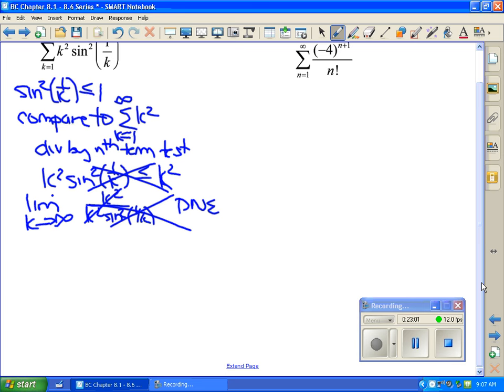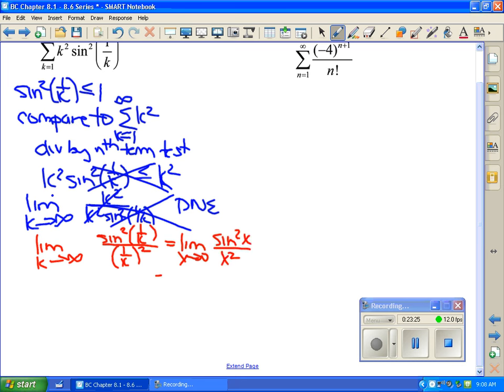What this actually is is an nth term test. So we're going to take the limit as k approaches infinity of sine squared of 1 over k all over 1 over k squared. So if you look really closely there, you're going to see our squeeze theorem from a long time ago. We can rewrite this as the limit as x approaches 0 of sine squared x over x squared, which is the limit as x approaches 0 of sine x over x, squared, and that equals 1. So this diverges by nth term test.